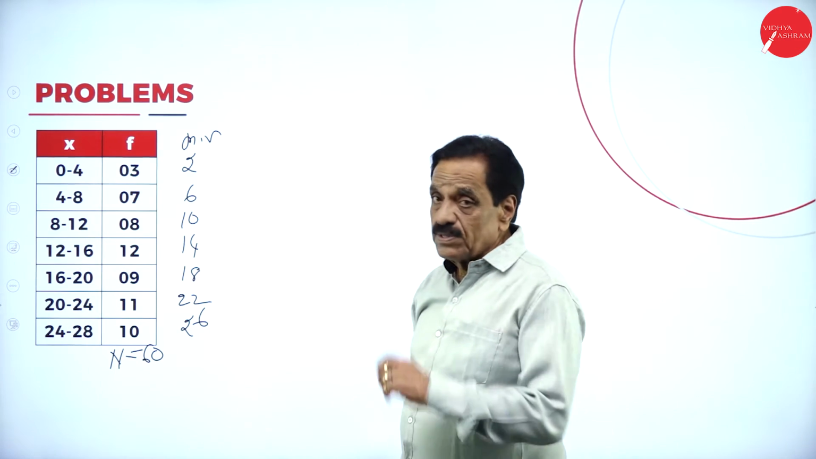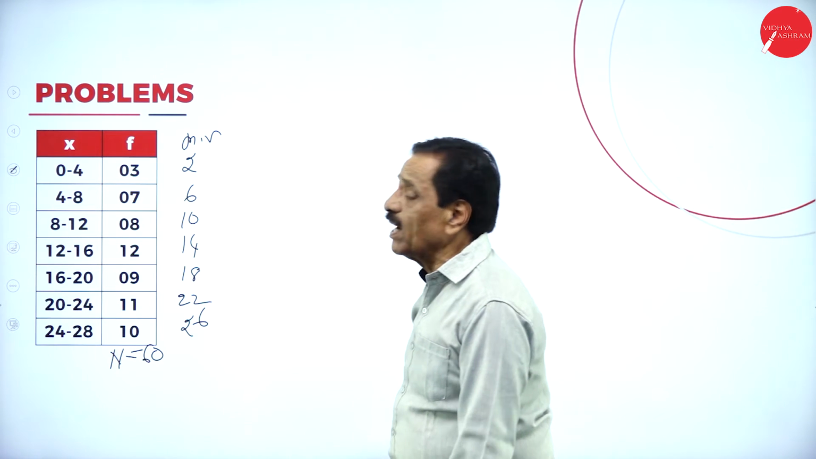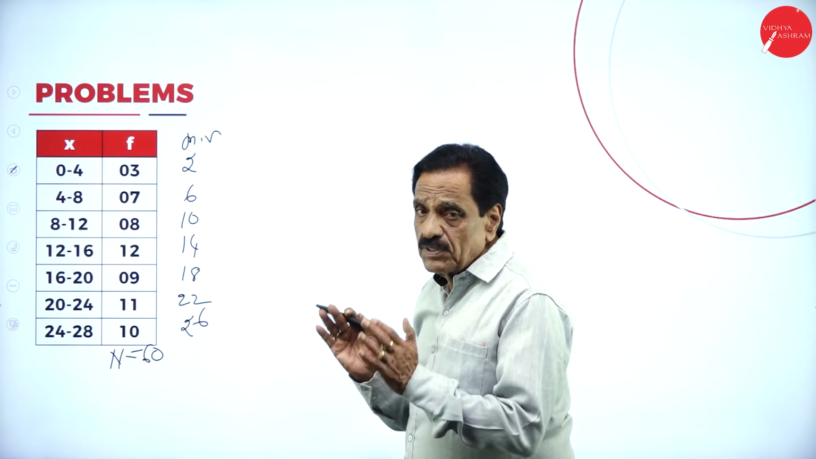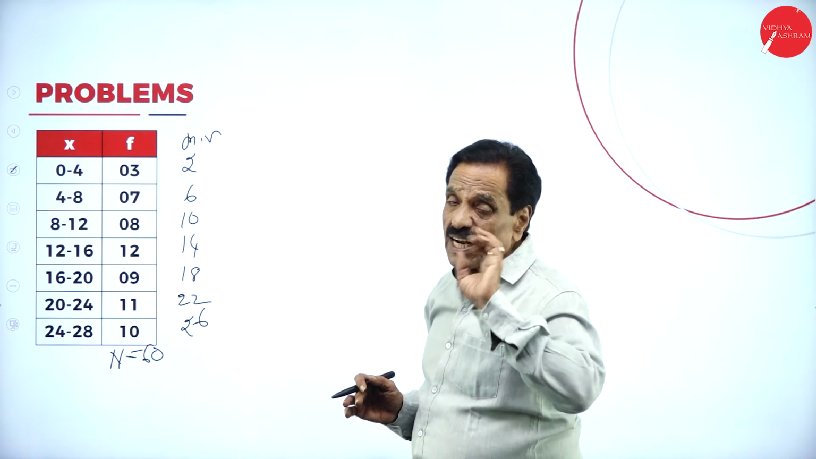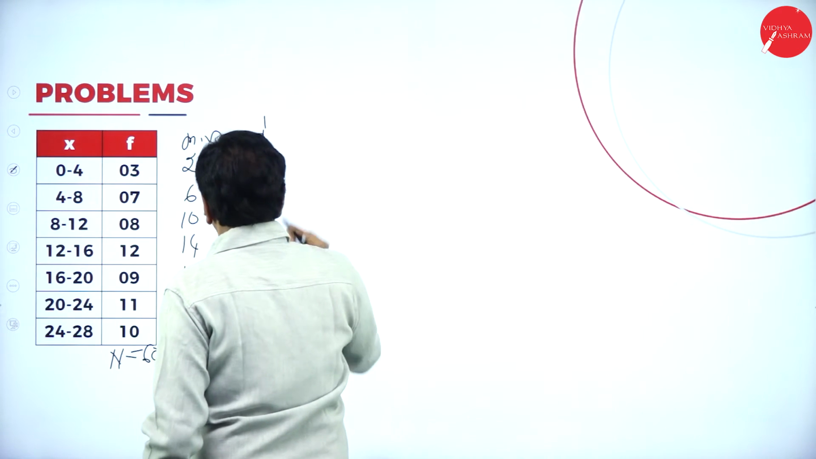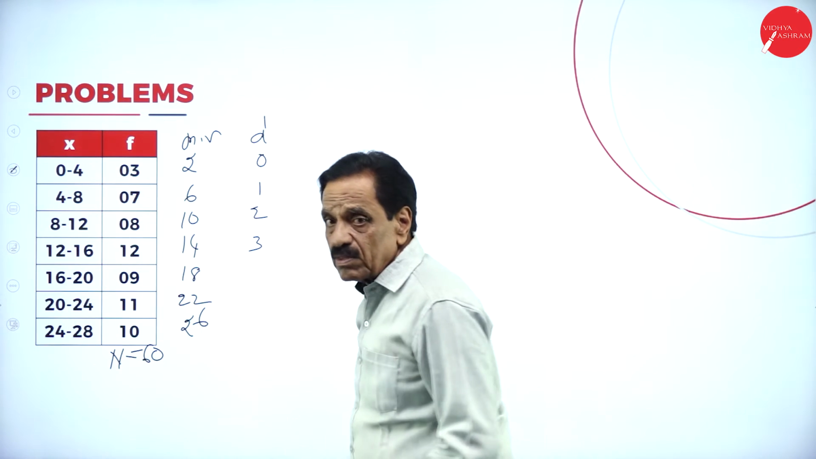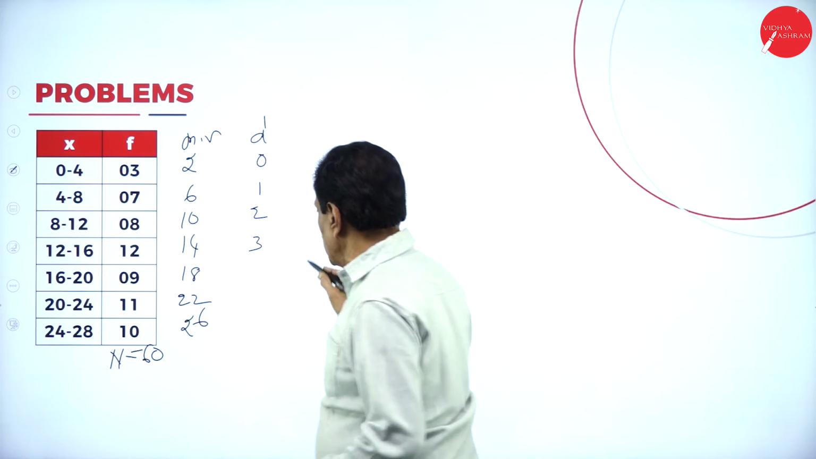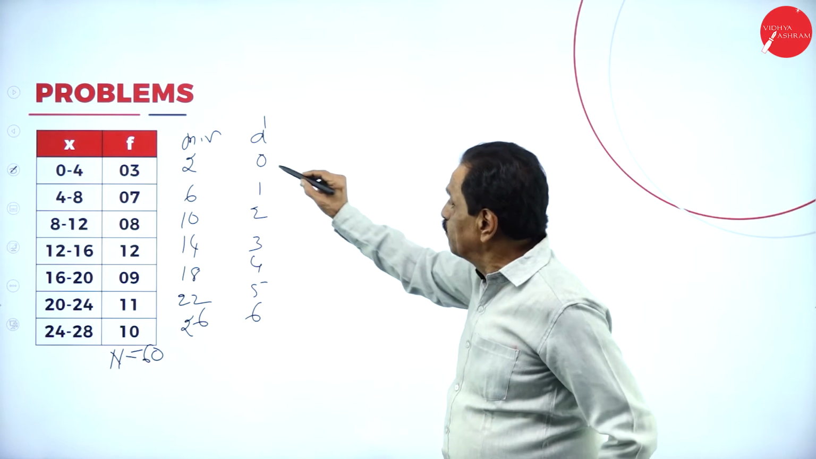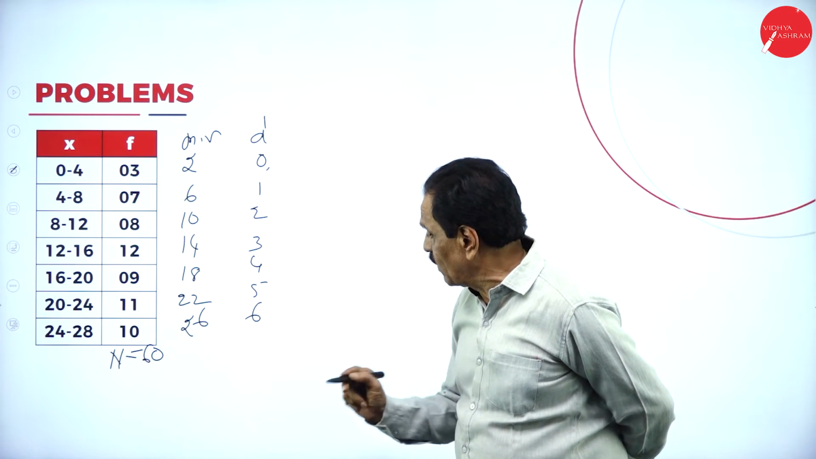How to do? 0 plus 4 is 4, divided by 2 is 2. 4 plus 8 is 12, divided by 2 is 6. 12 plus 8 is 20, divided by 2. All the difference is 4, means class interval is 4. What is the next step? D dash. 0, 1, 2, 3. So first number is 0, then 1, 2, 3, 4, 5, 6.